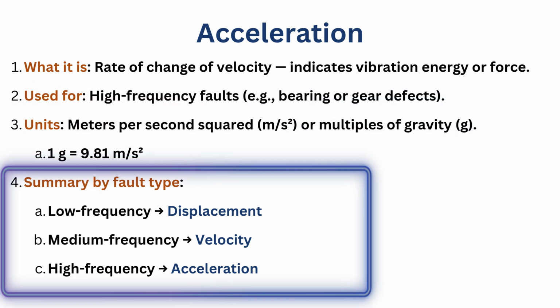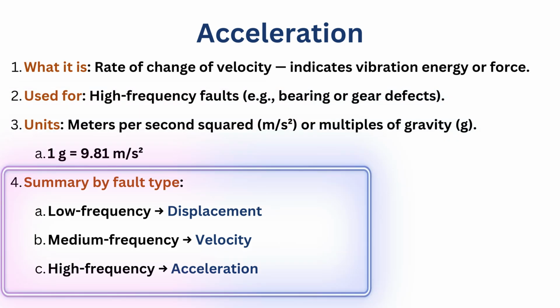So overall, depending on the type of the machine and the fault type, let's say for low frequency faults, you can use the displacement. Okay, if you are looking at medium frequency faults, then you can use the velocity, and if you are looking for bearing faults or gear defects and all that stuff, that is the high frequency faults, then you can go with the acceleration.